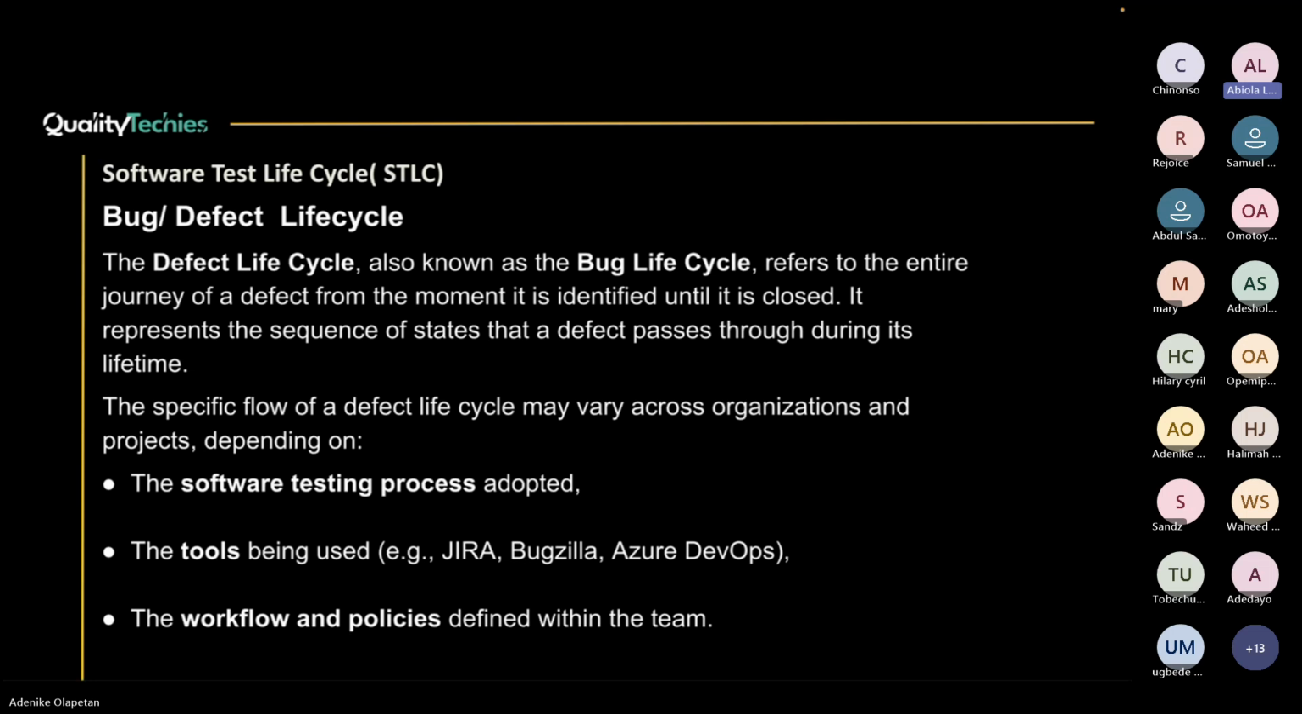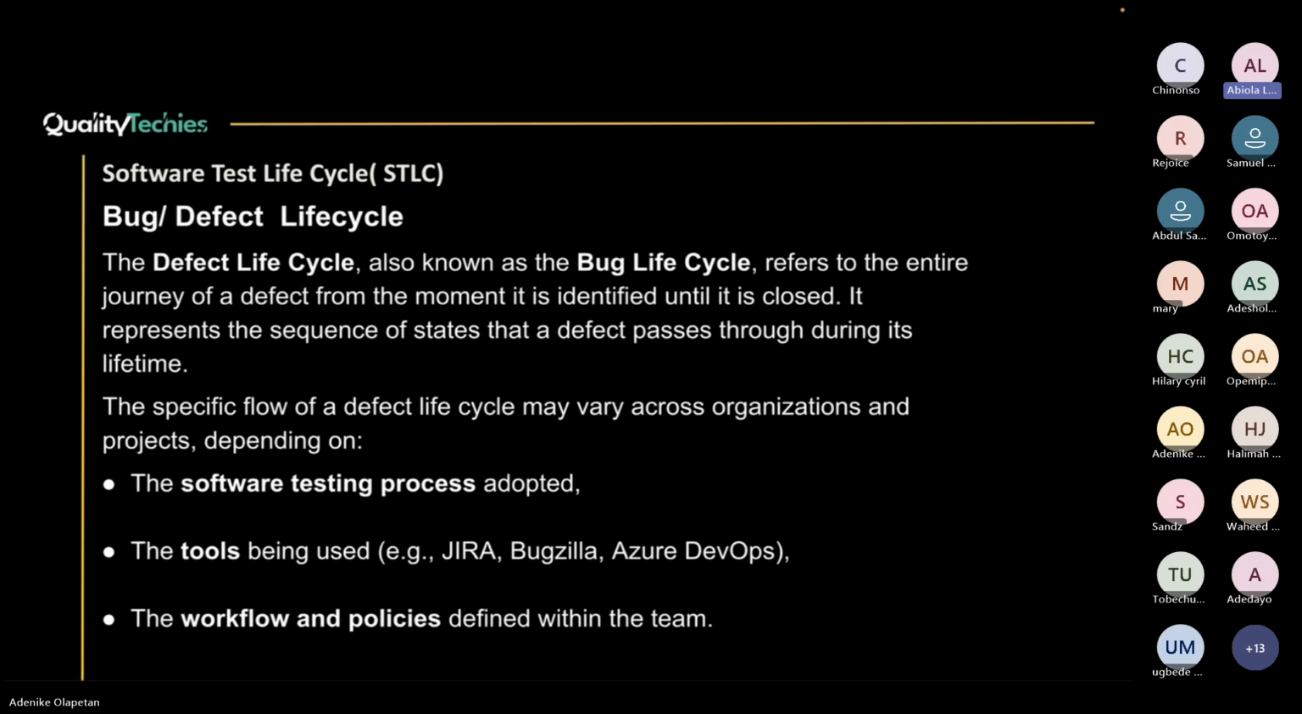So, bug life cycle. Just the way we have the phases for software development and software testing, we also have a bug or defect life cycle. What does this mean? The cycle is the journey of a defect from the moment you identify it until its closure. It represents the sequence of states that a defect passes through during its lifetime. The specific flow of the defect life cycle may vary across organizations, and it depends on some items.